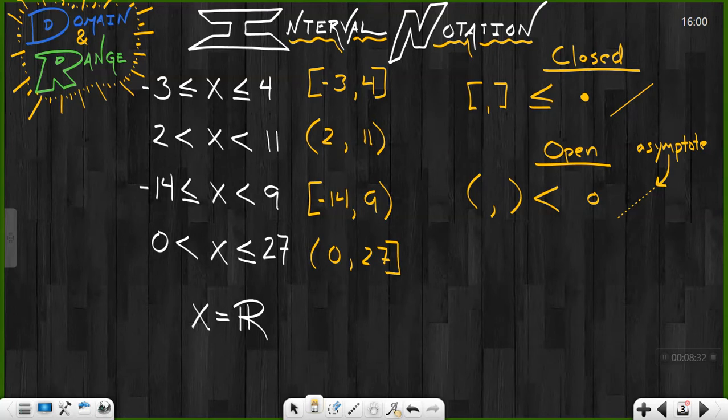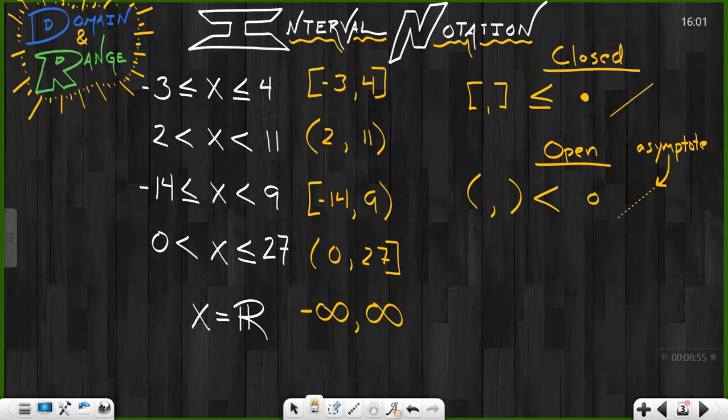equals all real numbers. In order to represent x equals all real numbers, that means that it goes forever in the negative direction and forever in the positive direction. In mathematics, the symbol infinity is used to represent forever. But 2 positive infinities doesn't make sense because one's supposed to be my minimum, one's supposed to be my maximum. And so therefore, this is supposed to go forever in the negative direction.